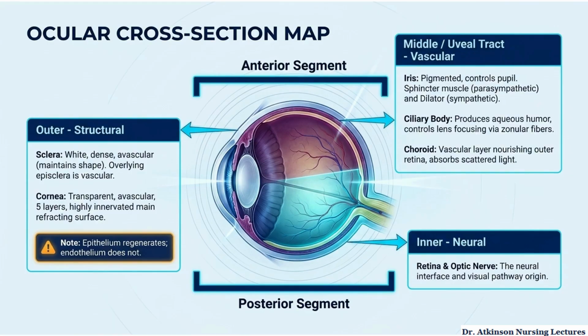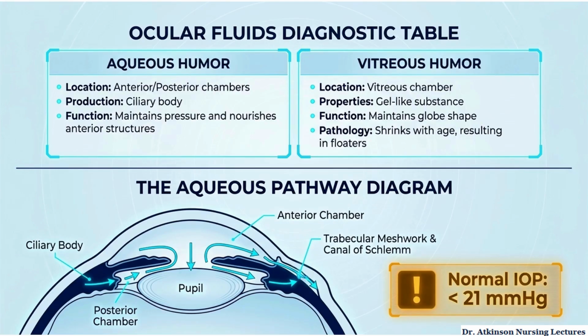The eye is also divided into anterior and posterior segments based on location within the globe. The anterior and posterior chambers contain aqueous humor, which is produced by the ciliary body. Aqueous humor helps maintain intraocular pressure and nourishes anterior eye structures. It flows from the posterior chamber, through the pupil, into the anterior chamber, and drains through the trabecular meshwork and canal of Schlemm. Normal intraocular pressure is less than 21 millimeters of mercury.